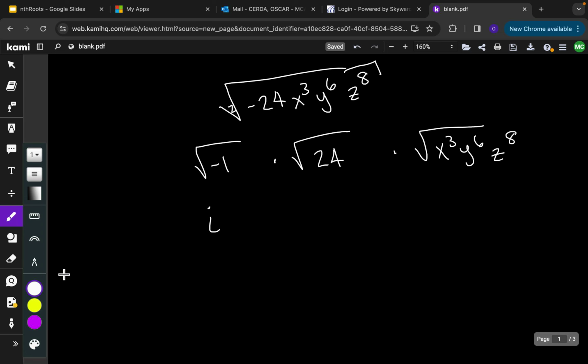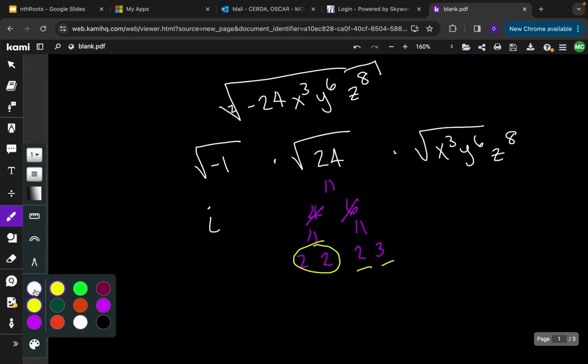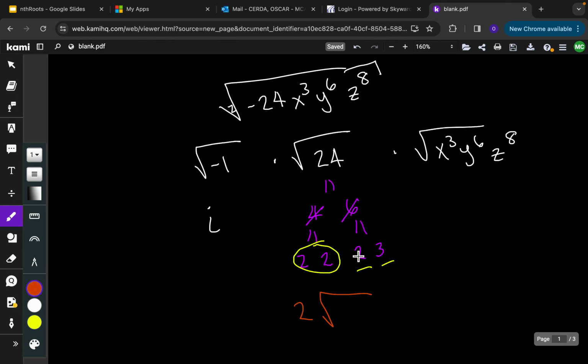The square root of 24, let's go ahead and break that down. Let's do it in pink. I'm going to say 4 times 6, 2 times 2, 2 times 3. I'm looking for pairs of 2's. So my pairs of 2 would be these 2. The 2 doesn't have a pair. The 3 doesn't have a pair. 1 representative comes out. The 2 doesn't have a pair, and neither does the 3. We multiply them. So therefore here, it would be 2 square root of 6, because 2 times 3 gives you 6.